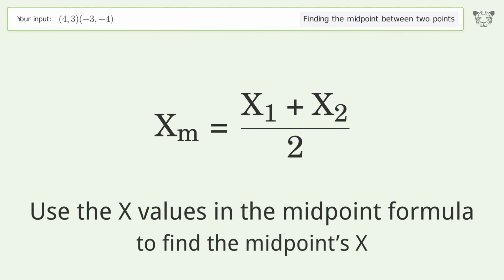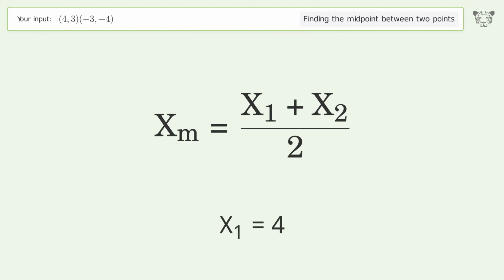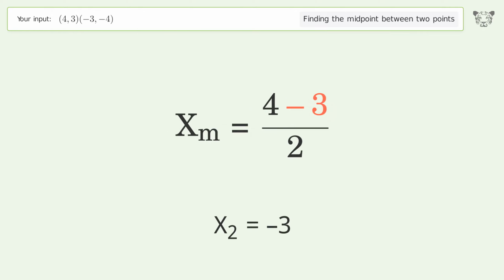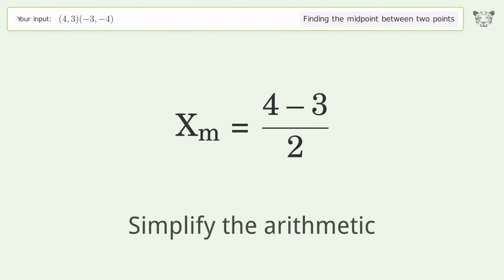Use the x values in the midpoint formula to find the midpoint's x. x1 equals 4. x2 equals negative 3. Simplify the arithmetic.